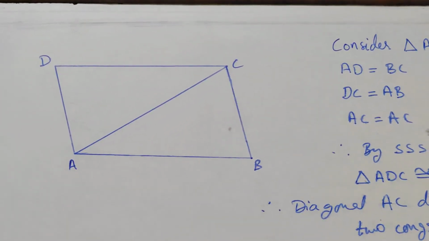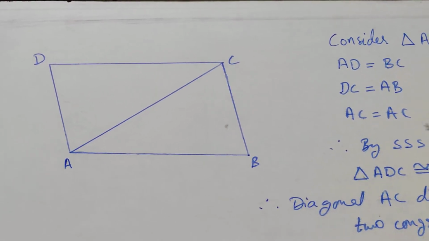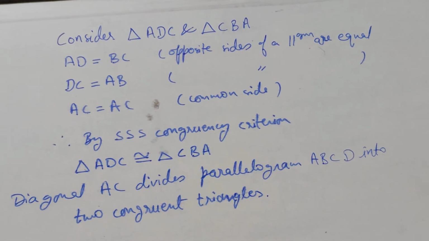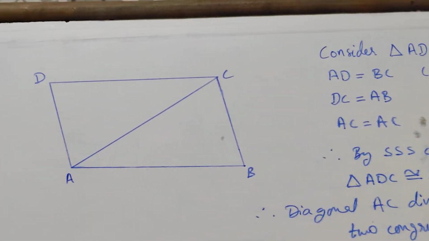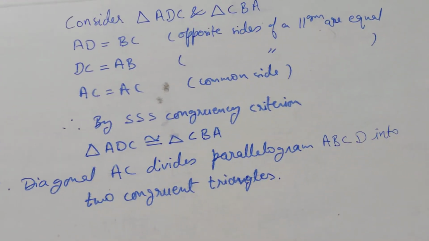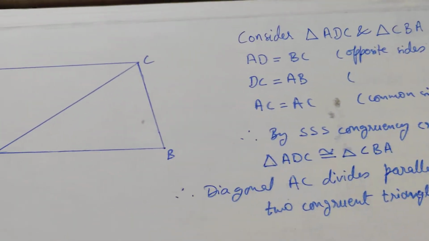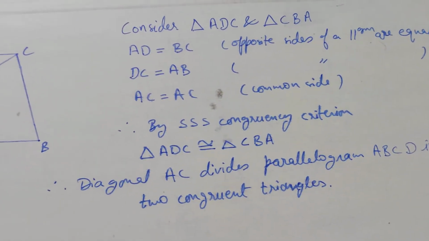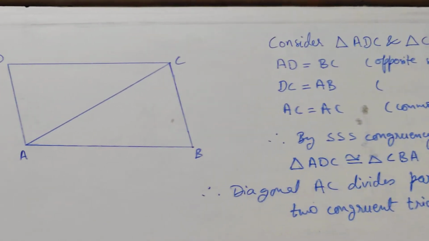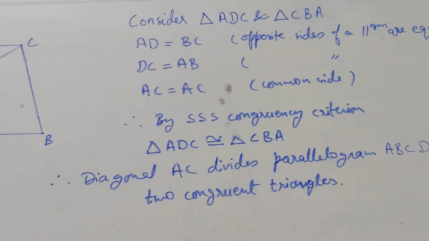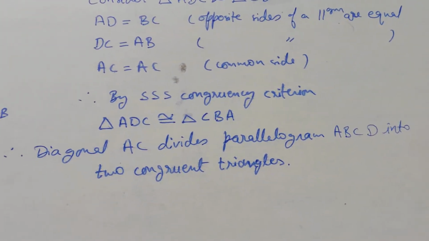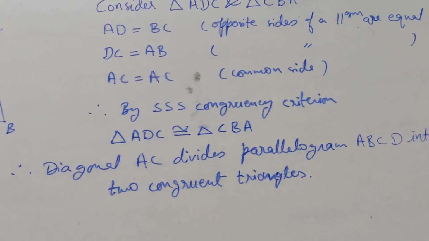Similarly, DC and AB are also opposite sides of this parallelogram, so these are also equal. For the same reason, DC is equal to AB. And AC is common in both the triangles, so AC is equal to AC. So by the SSS congruency criterion, triangle ADC is congruent to triangle CBA. So now diagonal AC divides parallelogram ABCD into two congruent triangles.